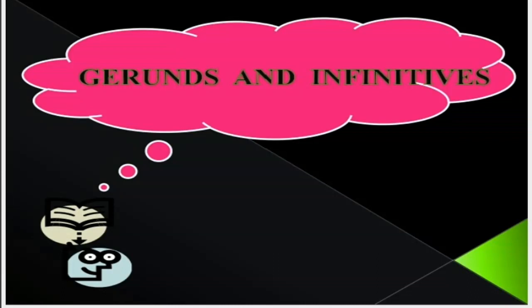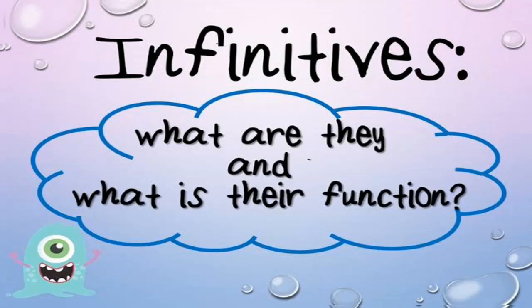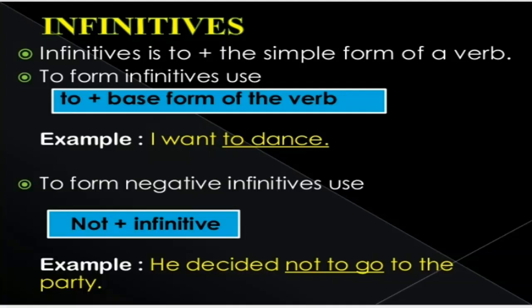In this video, we are going to study the difference between gerunds and infinitives. Now before I start with the difference, let us first see what are infinitives and what is their function. Infinitive is to and the simple form of a verb. Simple form of a verb means the base form of the verb. Now how do we form infinitive? To plus the base form.